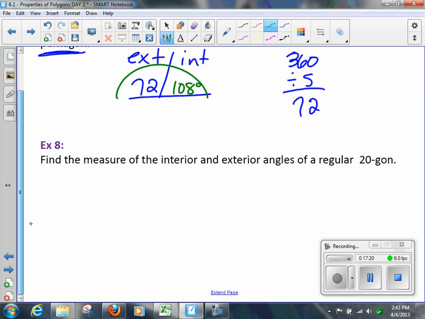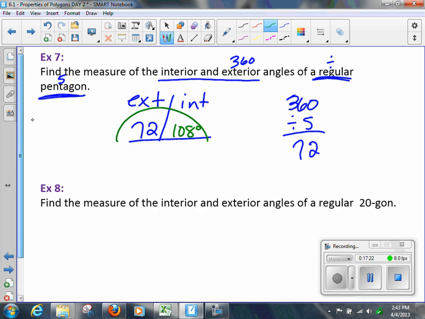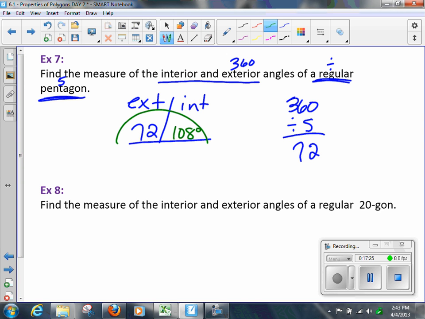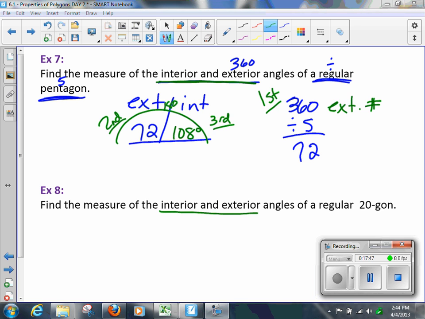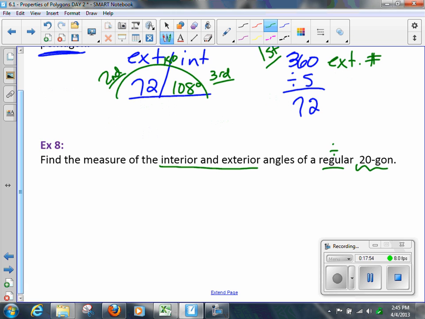Okay, what about this one? 72 and 108, because it asks for the interior and the exterior. I want you to do that one yourselves. How did you know it was one of these? Because it's a rainbow, and I know that a rainbow totals 180 degrees. What does a 20-gon mean, folks? She wasn't here yesterday. 20 sides. Interior and exterior. Regular. 20-gon. What's 20-gon mean? 20 sides.